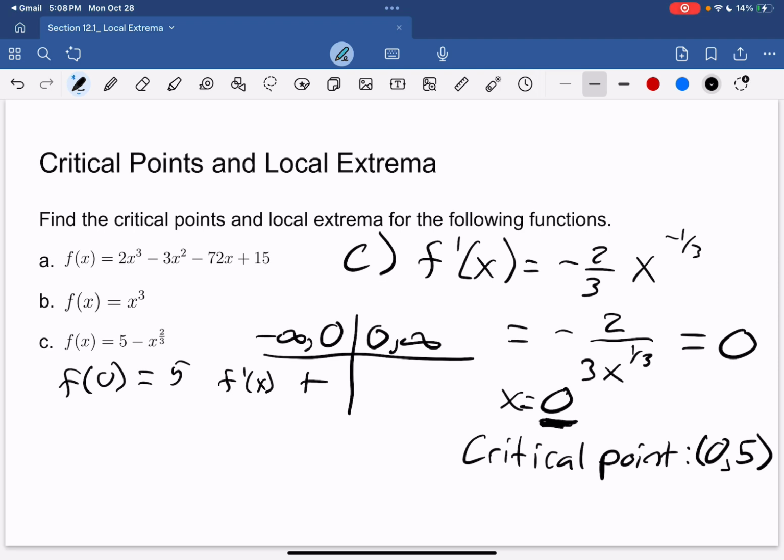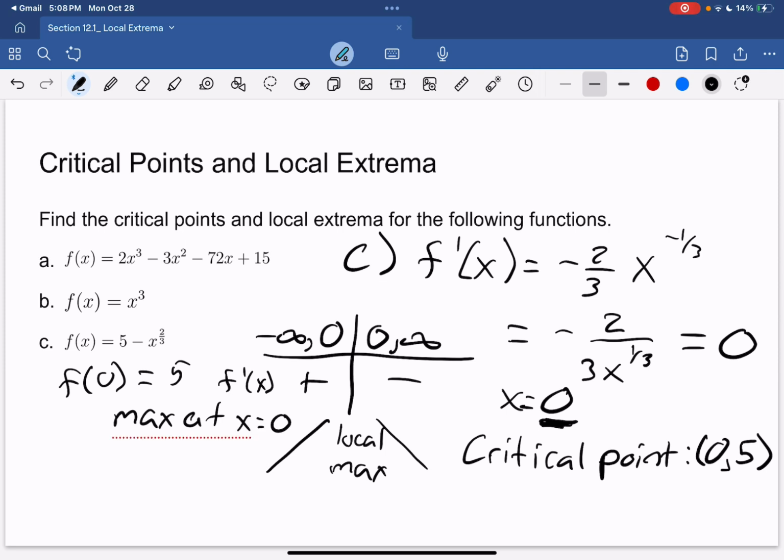And then if I plug in a positive, that means the denominator's positive. I have that negative out front, so it becomes negative. So I'm going from increasing to decreasing, which means that I have a local max. So I have a max, or local max, at x equals 0.